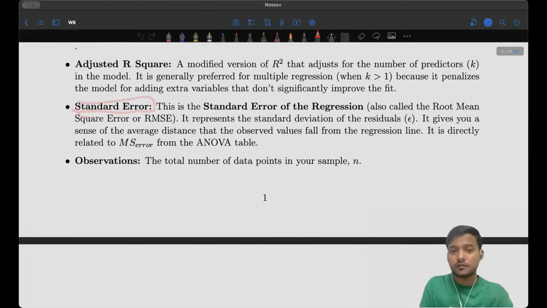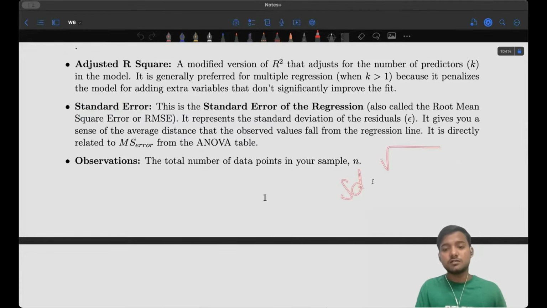So standard error of what? Standard error of the regression is basically the root mean square error, and it is telling you the standard deviation of your model residuals. If I calculate the variance of this epsilon and then take the square root, this becomes the standard deviation of epsilon.